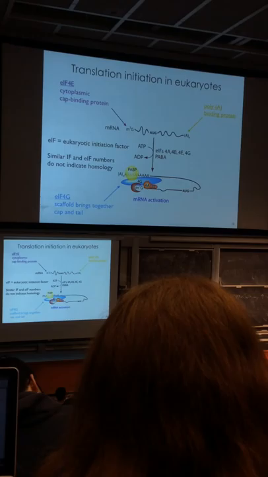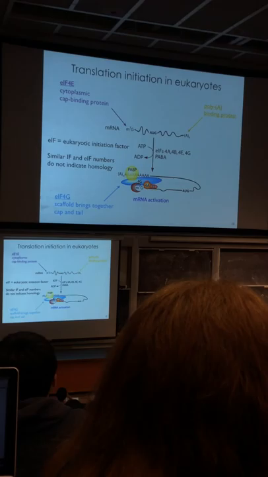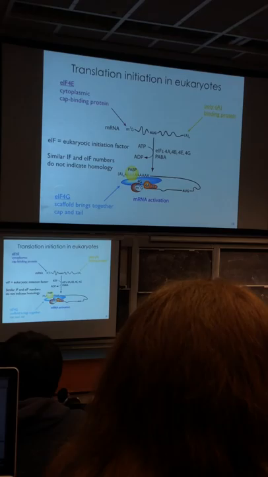So both the beginning and the end of the eukaryotic mRNA have special features, and there are proteins that recognize them. And in fact, those proteins are assembled together into a complex by this protein EIF4G.